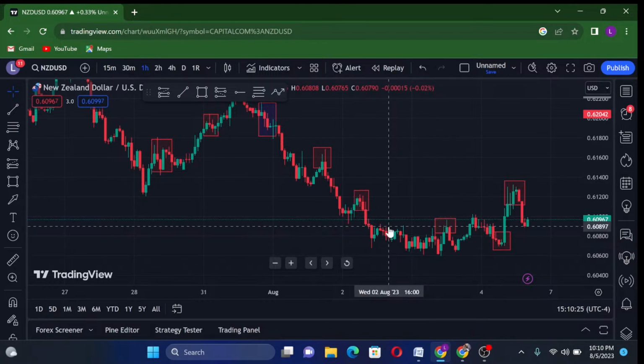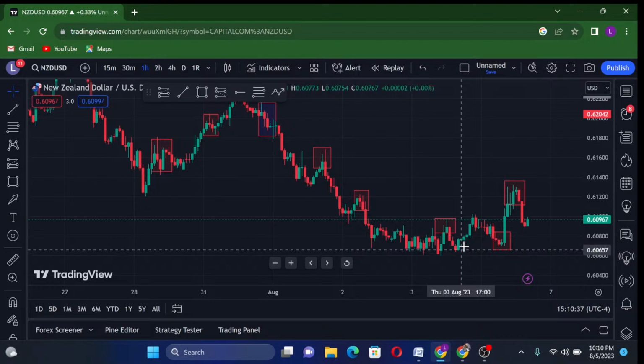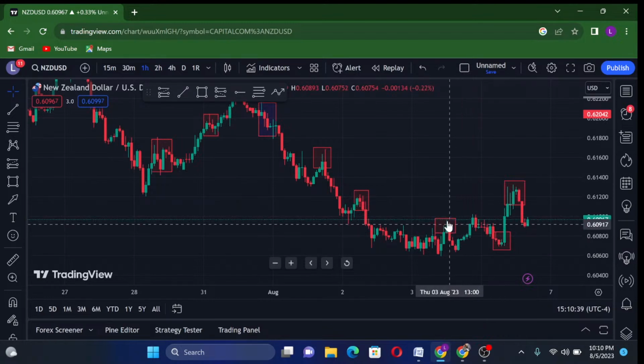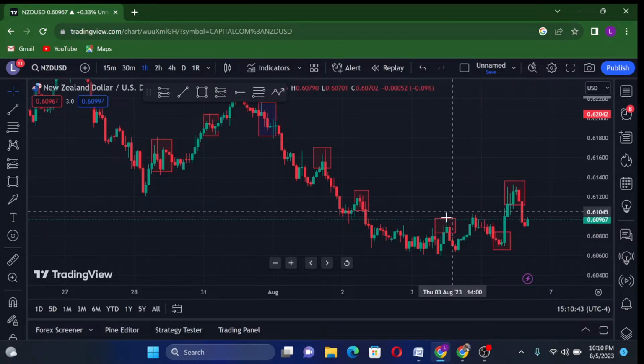But our main purpose is to learn that the market moves this side and this side because of liquidity. So it moved up here because of liquidity, and now it is moving back down, reached here, then moved up again to close up this liquidity.